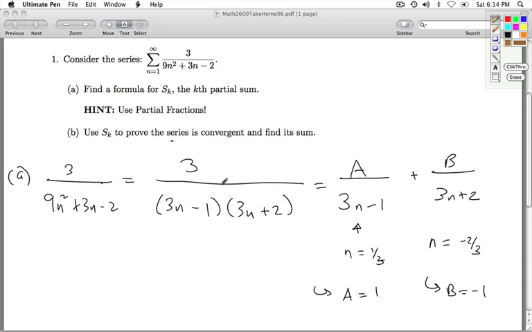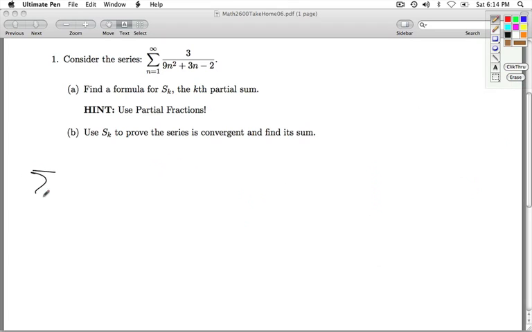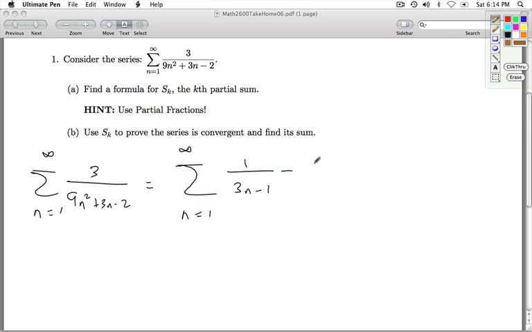So what that means is I can take this and break it into 1 over 3n minus 1 minus 1 over 3n plus 2. So in other words, this is the same as the summation n equals 1 to infinity of 1 over 3n minus 1 minus 1 over 3n plus 2. And so this is the description we'll use then to write our partial sums.